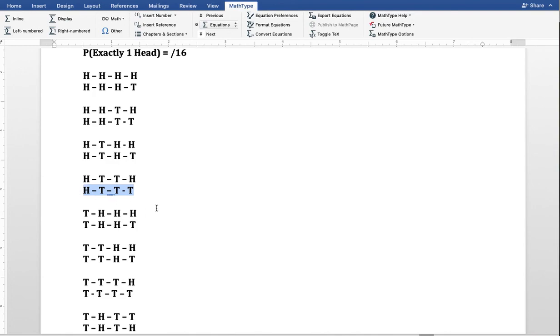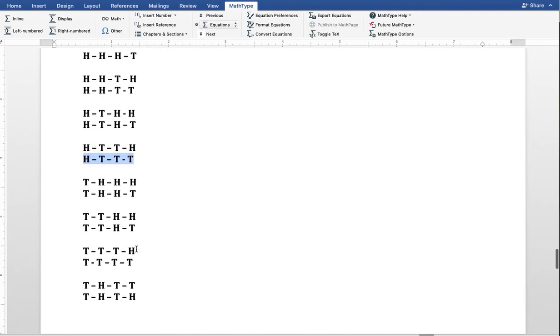Here's one. Here's one. Here's one. So there are three that have exactly one head. That's not right. It should be 4. So we've got that one, that one, that one, that one. All right, there's 4 of them.